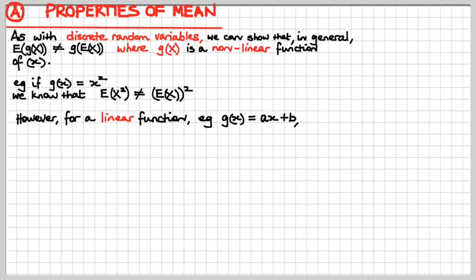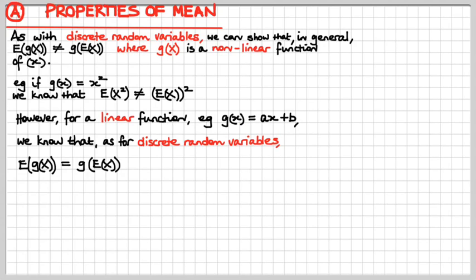But if you have a linear function of x, for example, if g of x was ax plus b, then they are the same thing. We know that, as for discrete random variables, E of g of x does equal g of E of x. In other words, the expected value of the linear function is equal to the function of the expected value. Okay, that's what it means.